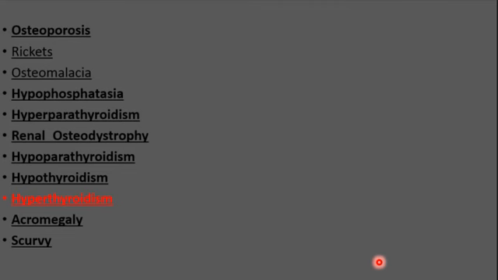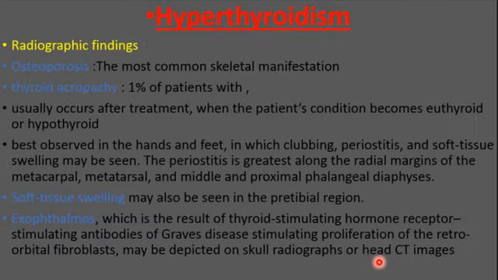Another one is hyperthyroidism. Radiologically, there is osteoporosis, the most common skeletal manifestation of hyperthyroidism. Thyroid acropathy occurs in 1% of patients, usually after treatment when the patient's condition becomes euthyroid or hypothyroid.